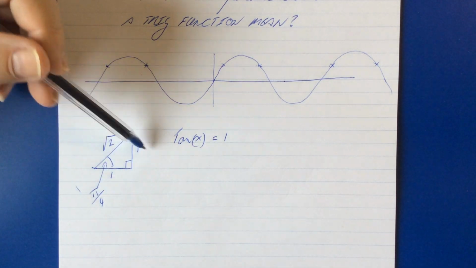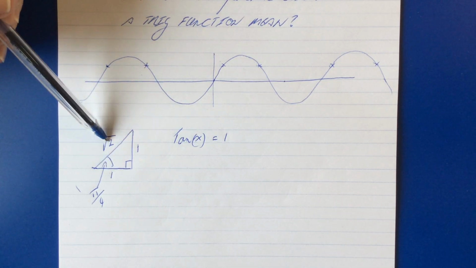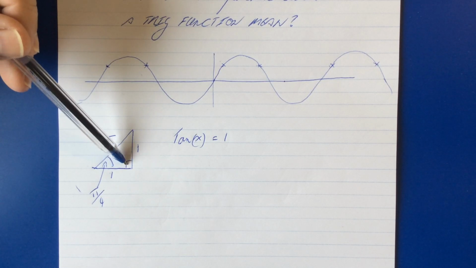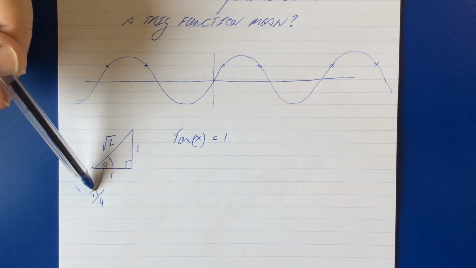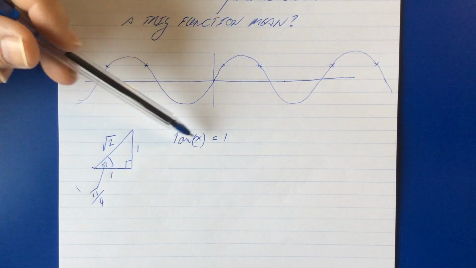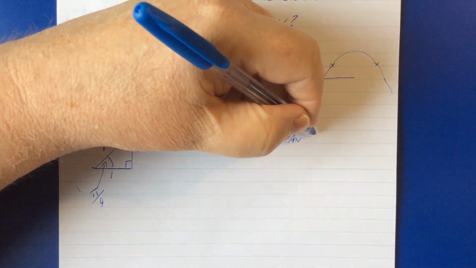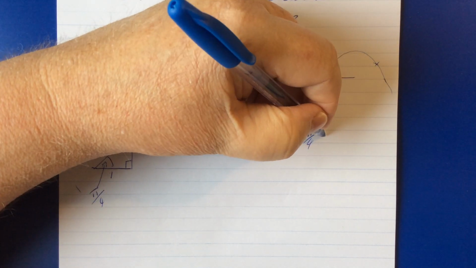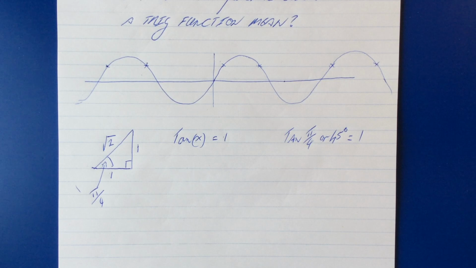Now, if we look at this little triangle here, this should be familiar to many of you. We have 1, 1, root 2. It's an isosceles triangle, right angle triangle. This angle in here is 45 degrees, pi on 4. And the tangent of pi on 4 is 1 over 1, which is 1. So we know that the tangent of pi on 4, or 45 degrees, is equal to 1. Right, well that's fine.